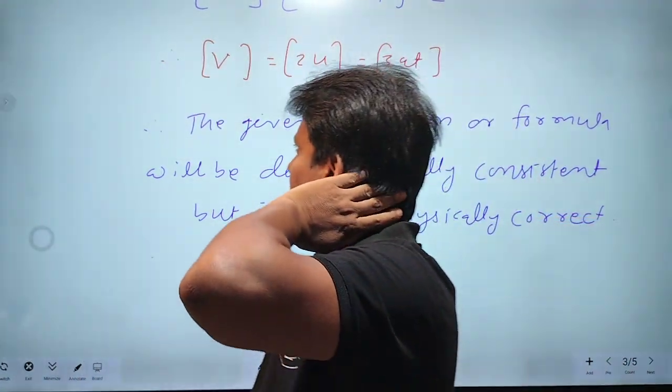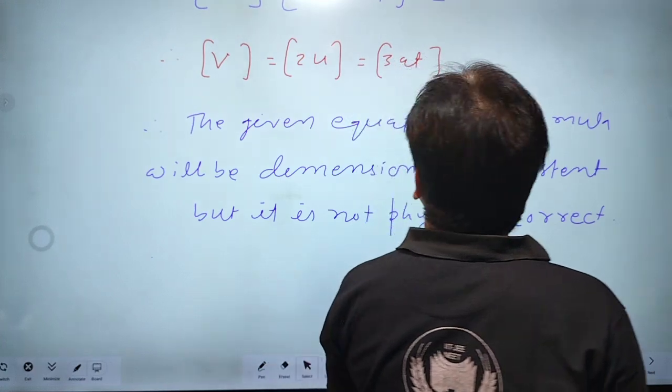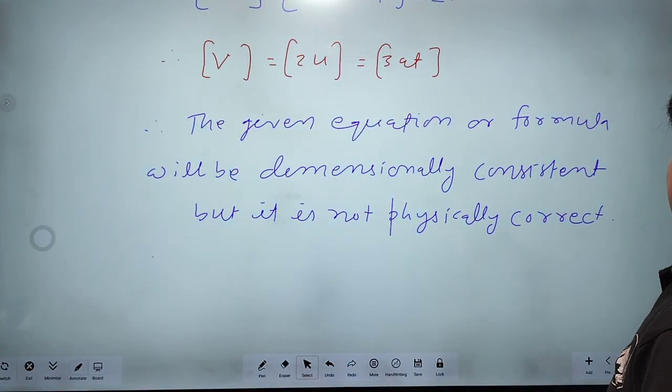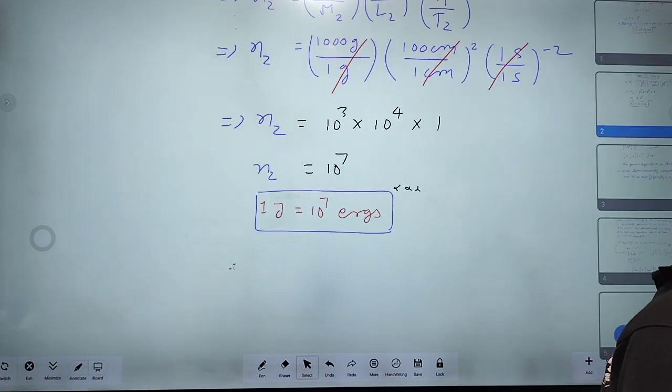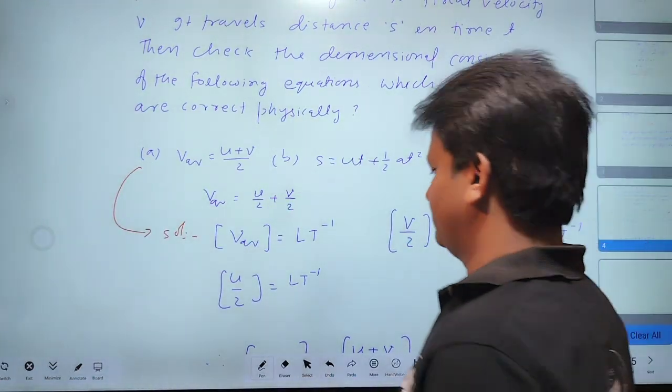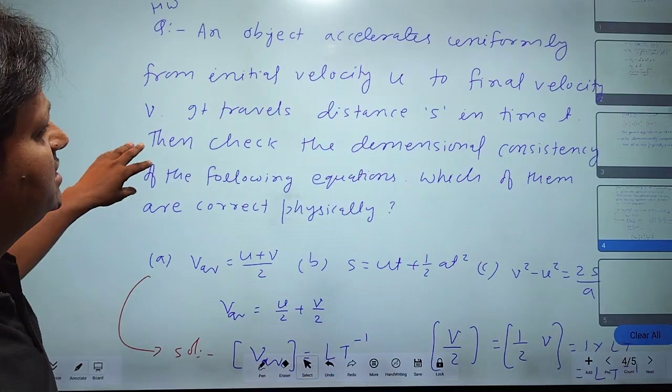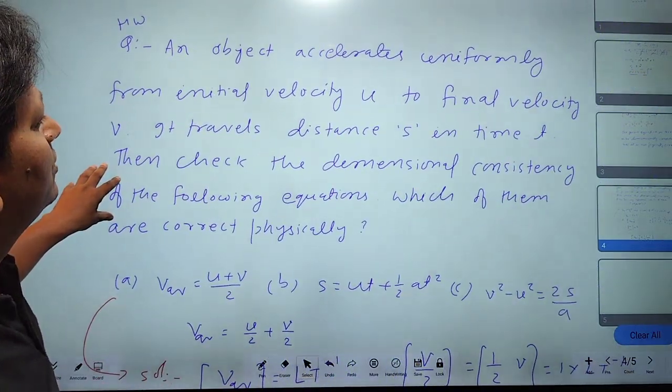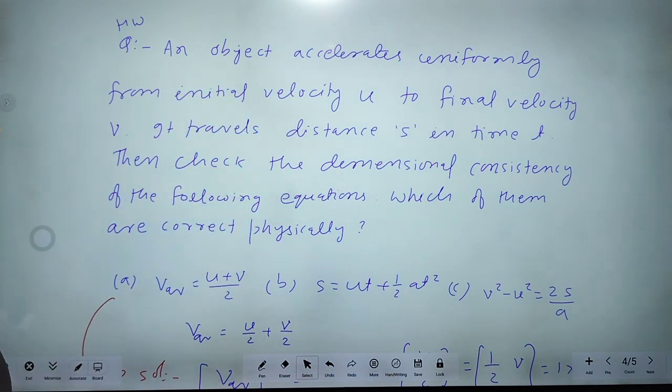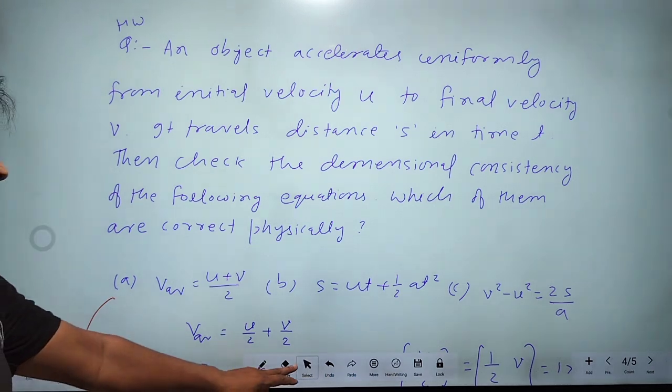Now I am going to give homework. This is HW. An object accelerates uniformly from initial velocity u to final velocity v. It travels distance s in time t. Then check the dimensional consistency of the following equations. Which of them are correct physically?